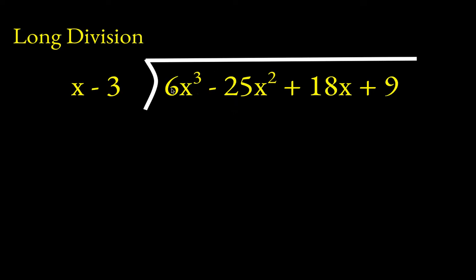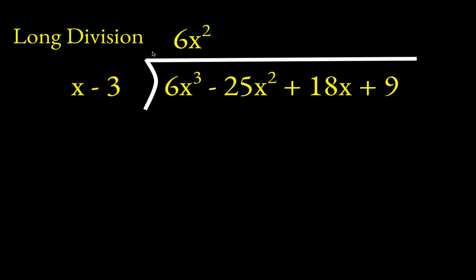And so what you do is you look at this first term, 6x cubed, and you say, okay, how would I get this thing? What would I multiply this by to turn this leading term into 6x cubed? Well, you notice if I were to multiply this first term by 6x squared, then that would turn the first term into 6x cubed. And so what you do is you put 6x squared up there.